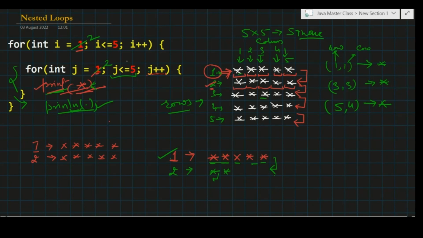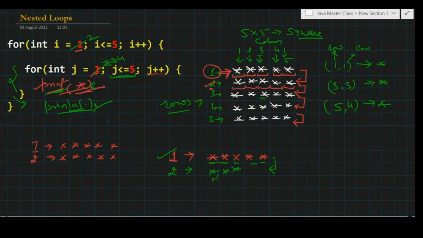So once this star is printed, the value of j will be incremented and it will become 3. 3 is less than 5. Our star will be printed. j will be incremented and the value of j will become 4. And we will print the next star over here. Once this star is printed, the value of j will be incremented and it will be 5, and we will print the star again. So the value of j will be incremented to 6, and 6 is less than 5? No. We will return from here.